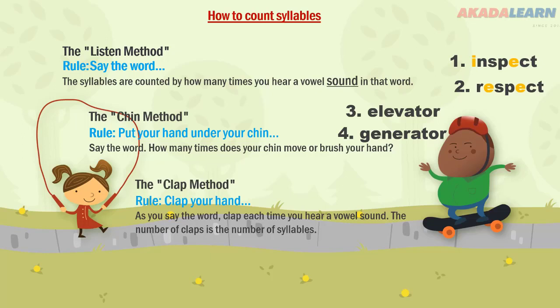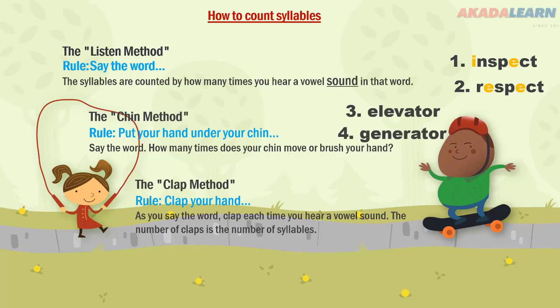That was what? 2 claps. Let's go to the second word, respect. That was what? 2 claps. Let's go to the word elevator. Elevator. Let's do it again. Elevator. That's 4 claps. And the last word, generator. Let's do it together. Generator. That is also 4 claps.